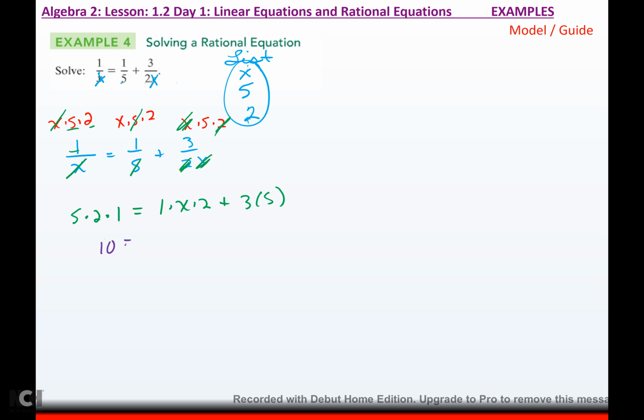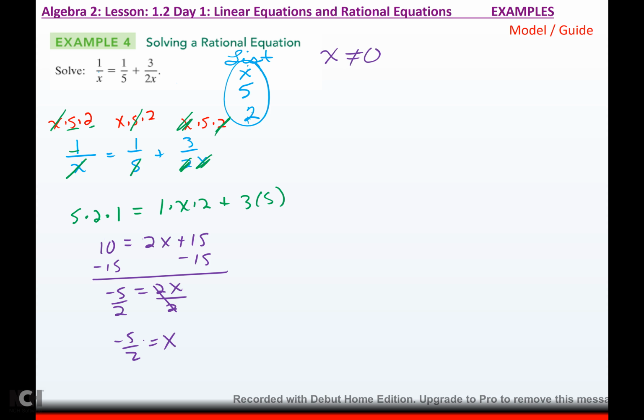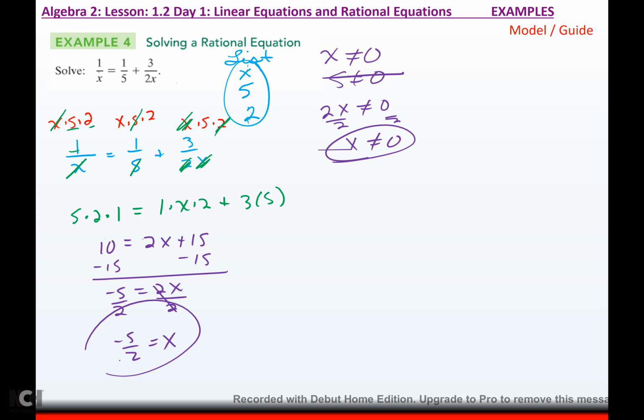So if I clean this up, I have 10 equals 2x plus 15. Subtract 15, negative 5 equals 2x, divide by 2, x equals negative 5 halves. And as long as it's not something that I can't have in the denominator, then I can keep my answers. So check it. Go look at your restrictions. Mr. Denominator may never equal 0. Well, that's not 0, so I'm good. 5 can never equal 0. Well, that's just silly. There's no x in it, so there's no restriction. And 2x can't equal 0. Divide by 2, x can't equal 0. Well, I didn't get 0, right? So I can keep my answer.